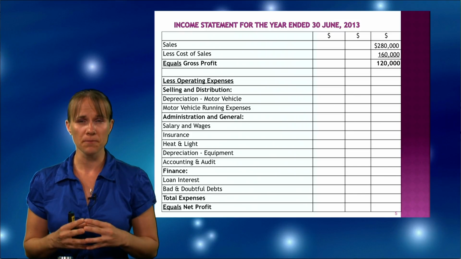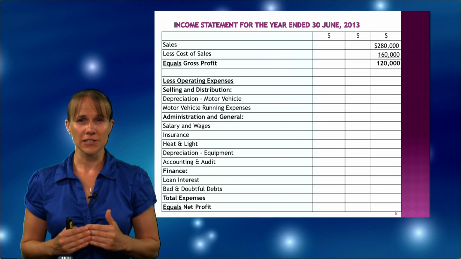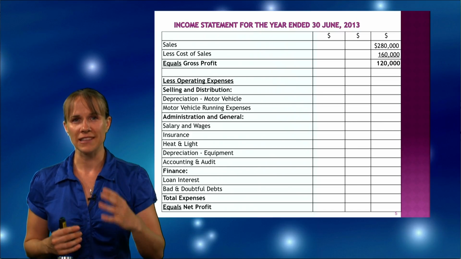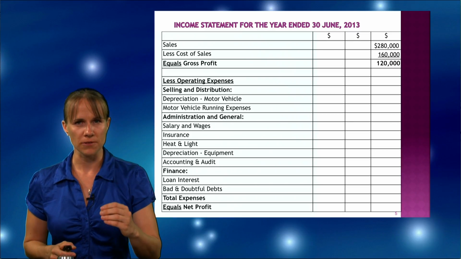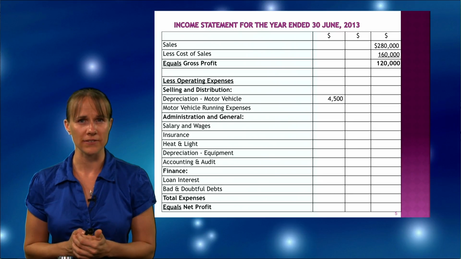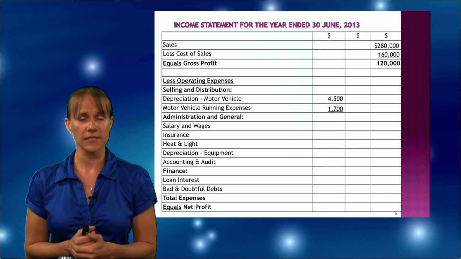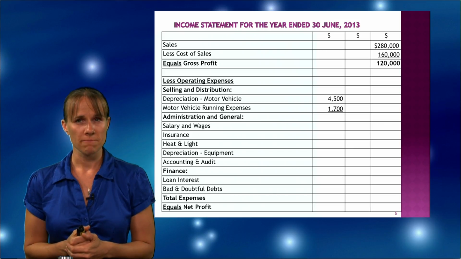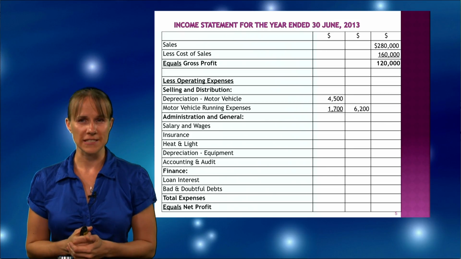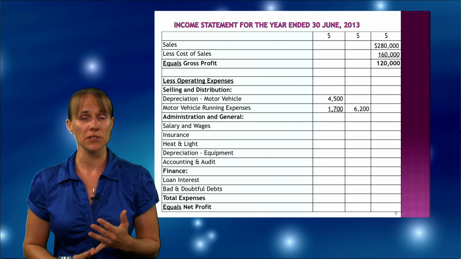So we've grouped them. We start off with selling and distribution. Under selling and distribution, we list those expenses that relate to the selling and distribution function. So that's going to be depreciation for the motor vehicle, $4,500. It's our motor vehicle running expenses for $1,700. And we subtotal $6,200.